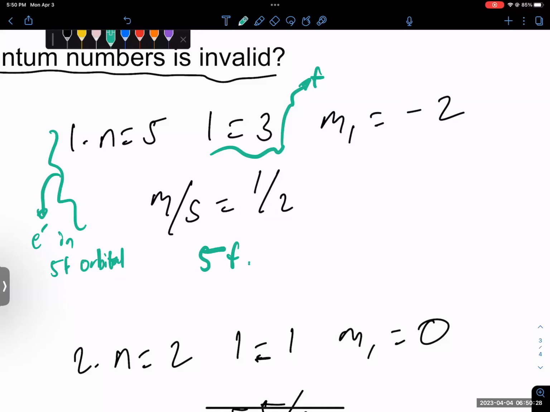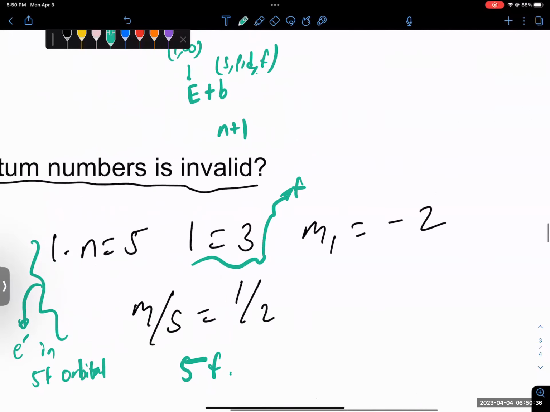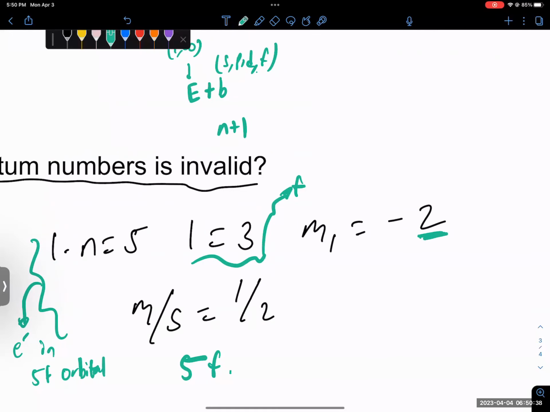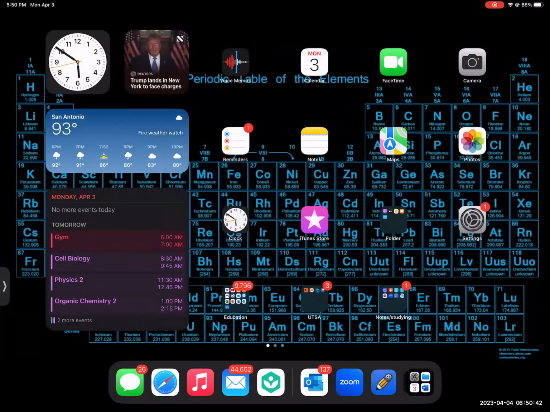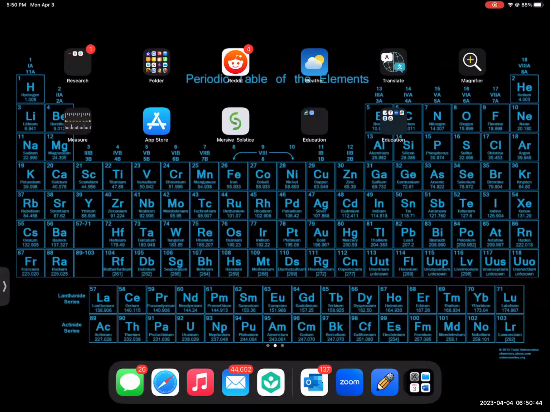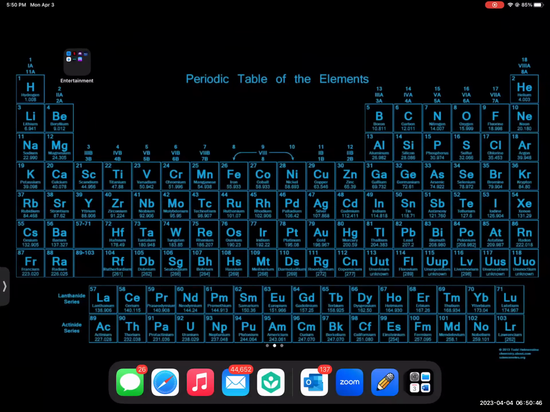Okay, so in this case, if you were asked to identify the element, we've already established that it's on the 5F subshell. And then you look at your M sub L right here, and notice that it can range from negative L to positive L. So if we look at our periodic table, the 5F orbital will be down here where your actinide series is, your Ac right here.